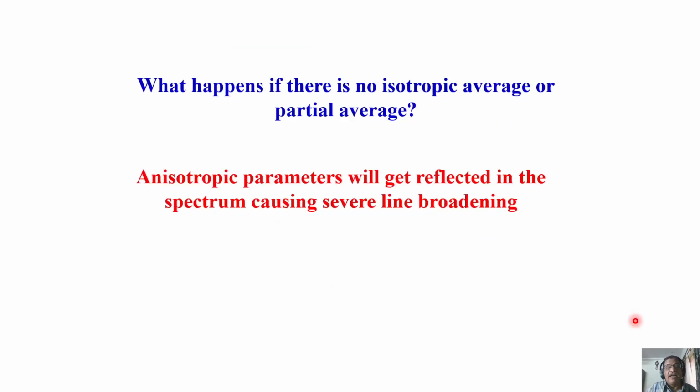What happens if there is no isotropic average and it is only a partial average, not complete removal? In which case, all these anisotropic parameters get into the spectrum. Please remember, only in a solution, when there is perfect motional averaging, all these anisotropic parameters will go to 0. That is the isotropic spectrum. If it is not averaged completely, there is a partial averaging. It's possible. There are some anisotropic media, I said in one of the classes, like liquid crystal. These anisotropic parameters will get reflected in the spectrum and cause severe line broadening.